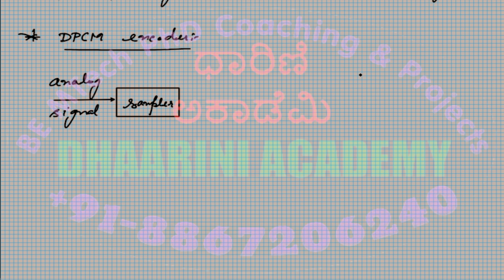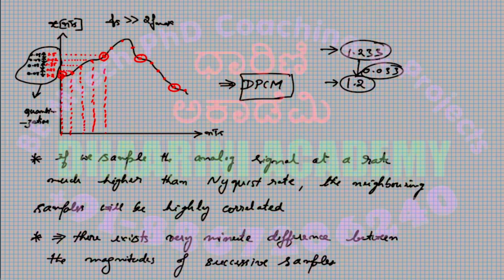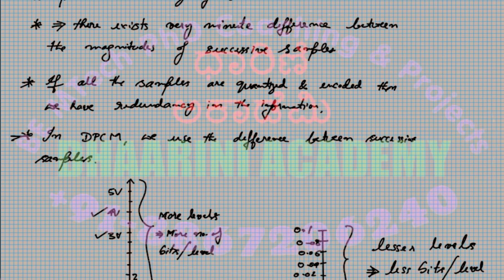How do you get the error? These values, whatever I wrote in the black color, are obtained by what? No, quantization will give the red values like 1.2, 1.27. So after the quantization, I have to subtract, correct?